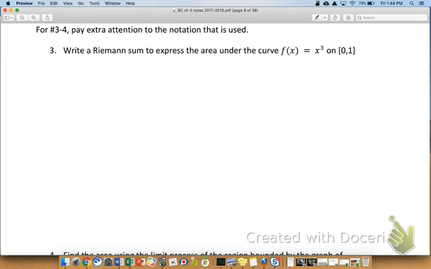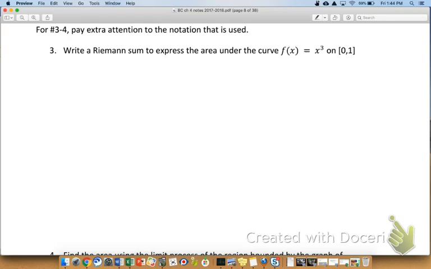Okay, so this says write a Riemann sum to express the area under the curve f of x equals x cubed. Notice it doesn't say approximate or estimate the area under the curve. That's what we just did, right? We used these rectangles to approximate this potentially curvy graph. It doesn't say estimate anything. It says we want to write an expression not for an estimate of the area, bless you, but for the exact area. Make sense? Okay.